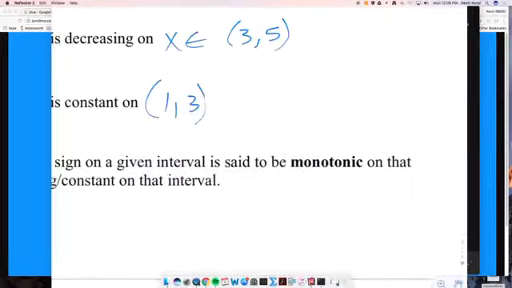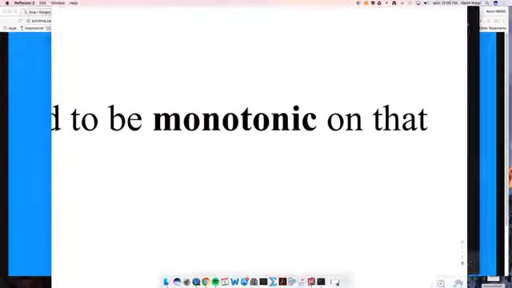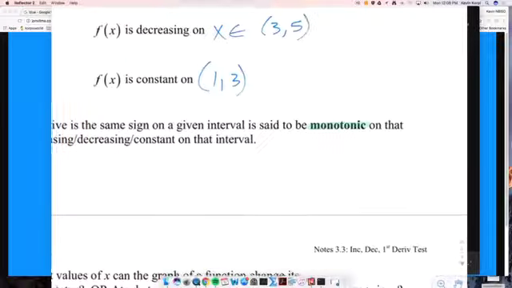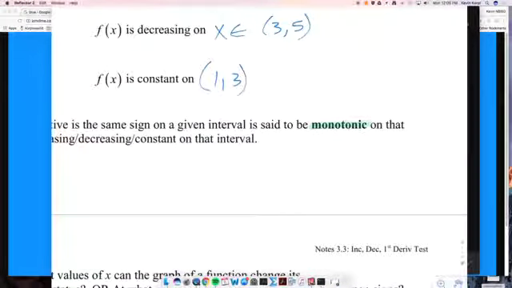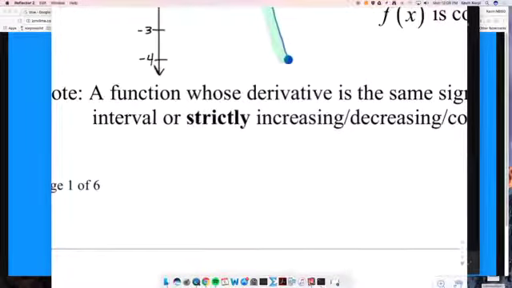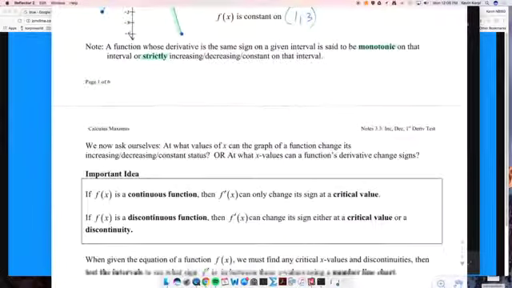But before we move on, if a function is increasing or decreasing or constant on a specific interval, we say it's said to be monotonic increasing, monotonic constant, or monotonic decreasing on that interval. The word strictly can be used interchangeably with monotonic. So something that's monotonic increasing on an interval is equivalently said to be strictly increasing on the interval.